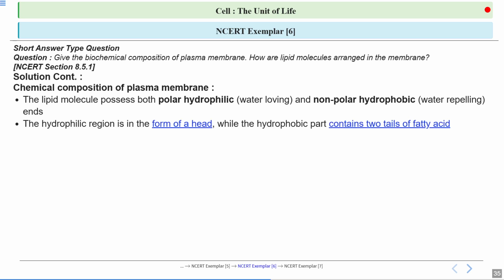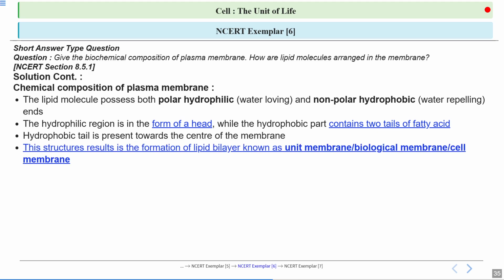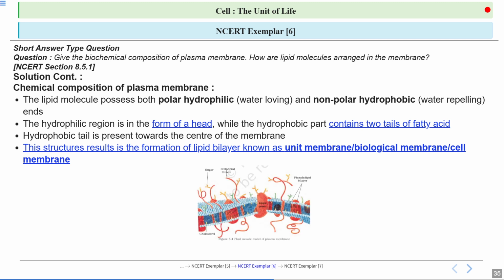So the hydrophilic region forms the head, while the hydrophobic part contains the tail of the fatty acid, on the inner side. So the hydrophobic tail is present toward the center of the membrane, and the structure results in the formation of a lipid bilayer. You can see here, this is the head and this is the tail. So the head is there and the tail is downward, right? In this way they are present.